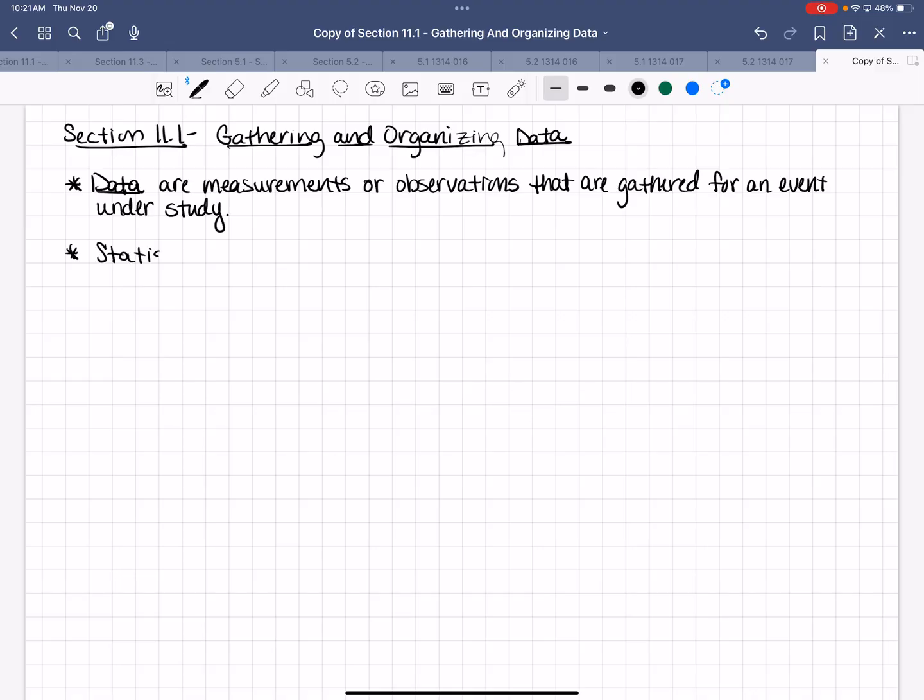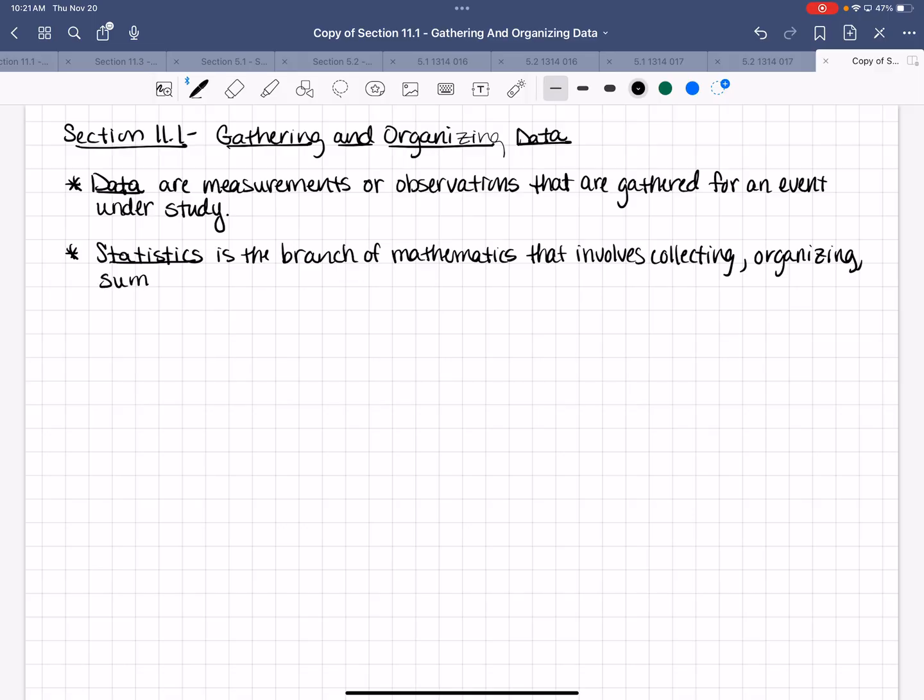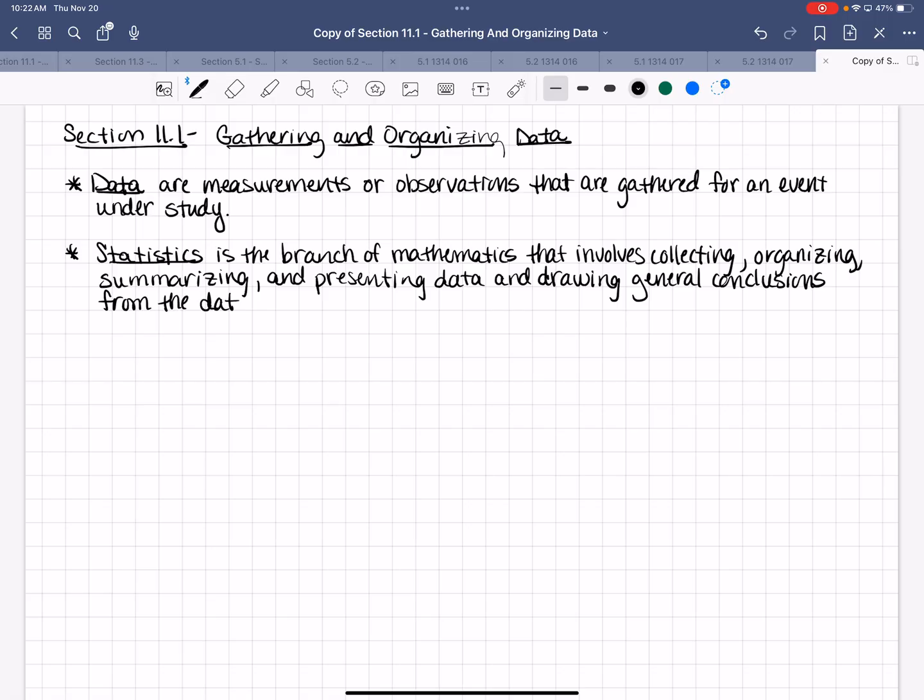Statistics is the branch of mathematics that involves collecting, organizing, summarizing, and presenting data and drawing general conclusions from the data. Okay.